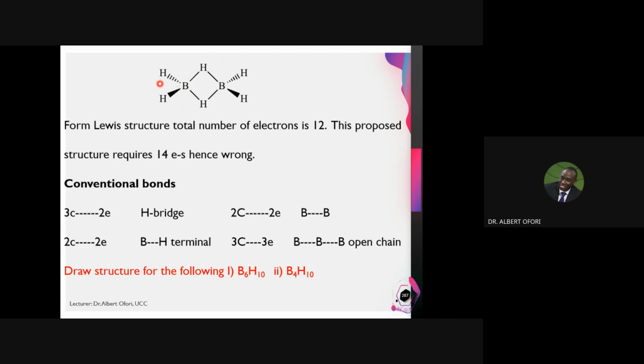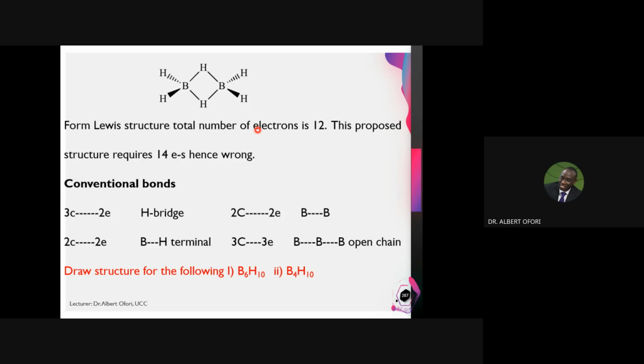With the terminal ones, it's just 2 center, 2 electrons, and then between boranes, we can have 3 center, 2 electrons, and it depends whether the borane is in a closed system or it is just an open system. So that is the boranes.